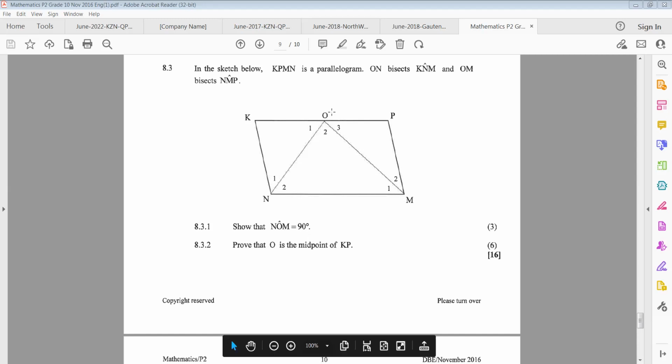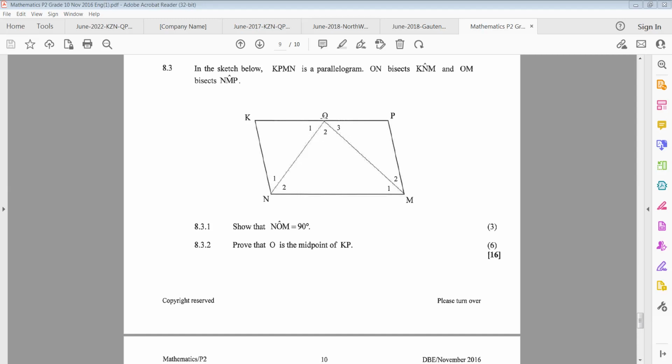You could see that O1 is equal to X here. Remember, you said here is X. O1 is equal to X. Then, what is the reason there? They are alternate angles because KP is parallel to what? NM. Remember, it is a parallelogram. Those are parallel lines because of the parallelogram. And we have O3 is equal to M1. What's the reason here? They are also alternate angles. M1 is Y. Remember that. We said that let M1 equal Y. So M1 is also Y.